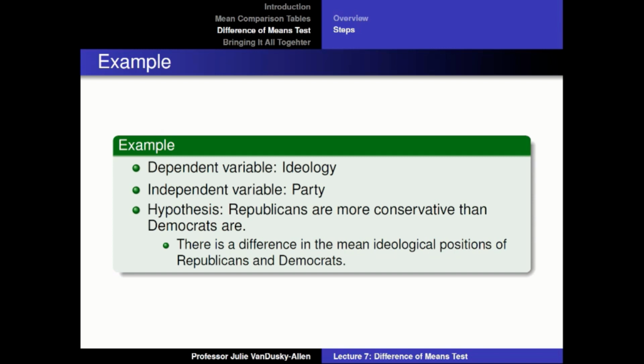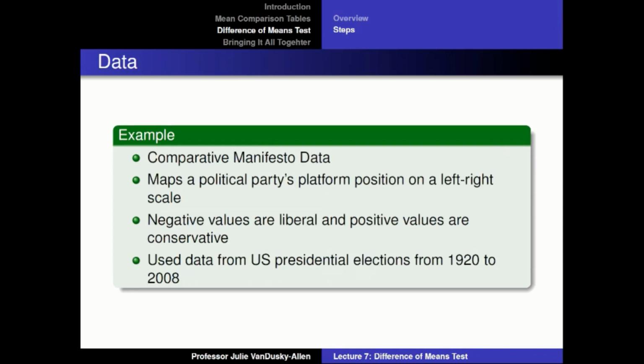Another way to state this hypothesis is that there is a difference in the mean ideological positions of Republicans and Democrats. To analyze the relationship between party and ideology, you collect data on each party's ideology using information from their party platforms, which indicates their positions on different issues. Negative values indicate a party is more liberal, and positive values indicate a party is more conservative. You could use a difference of means test to determine whether Republicans and Democrats have different ideological scores based on this data.